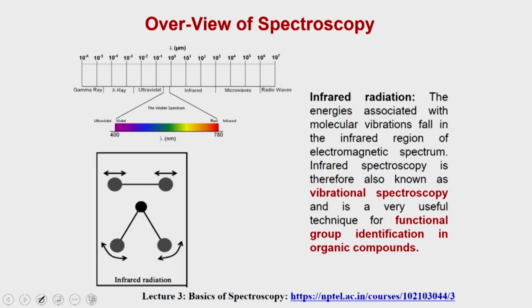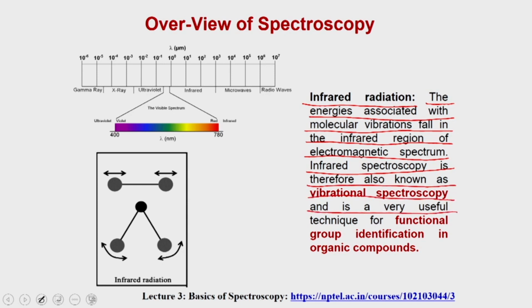Then the third is the infrared radiation. The infrared energy associated with IR radiation falls within the molecular vibrational studies, and that is why it is the infrared region of the electromagnetic spectrum. So, infrared spectroscopy is therefore also known as vibrational spectroscopy, and it is a very useful technique for functional group identification in organic compounds.